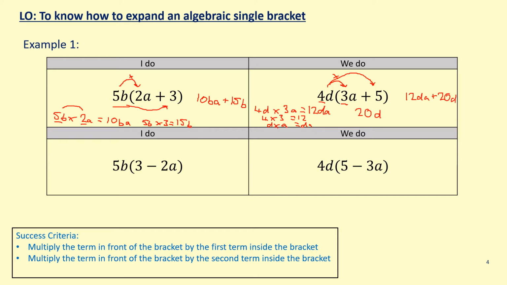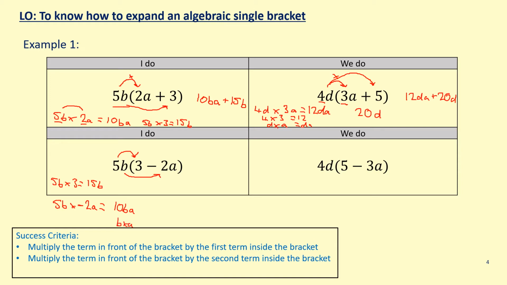So now for the following I do, we have a similar process again. We do 5b multiplied by 3 and we do 5b multiplied by minus 2a. So 5b times 3 equals 5 times 3 is 15b, and then 5b times minus 2a. 5 times 2 is 10. B times a is just ba, because when you write ba like that, it means b times a.